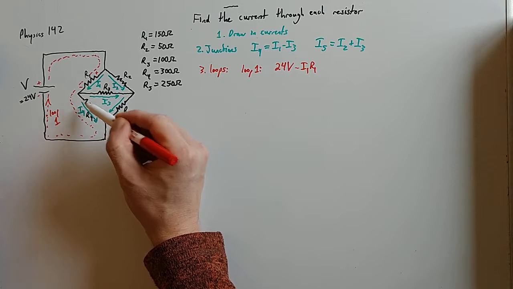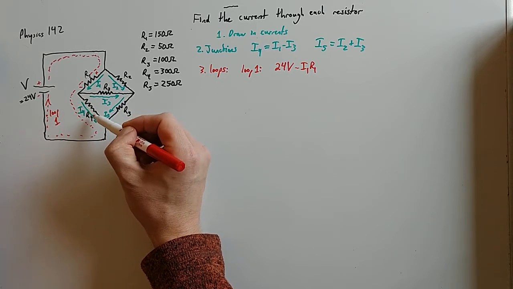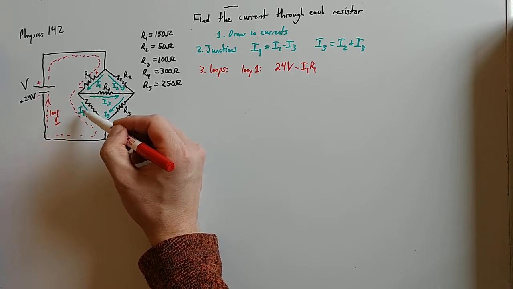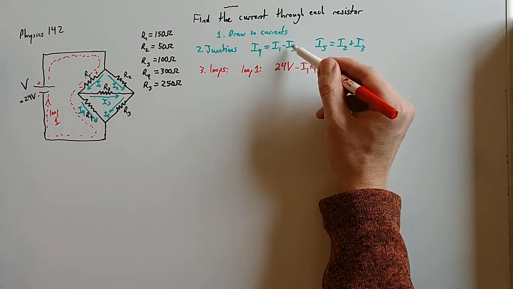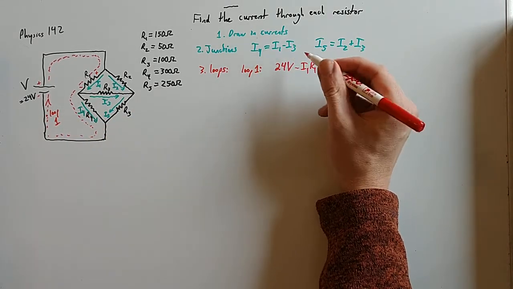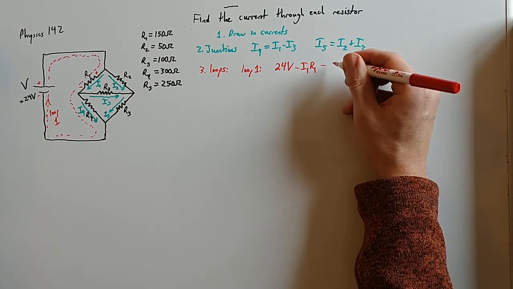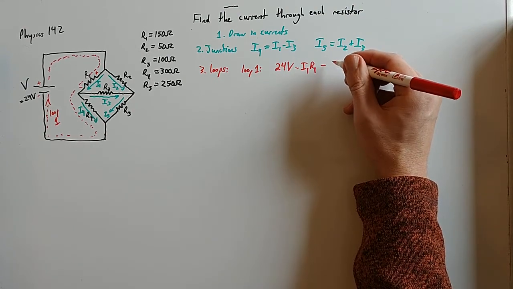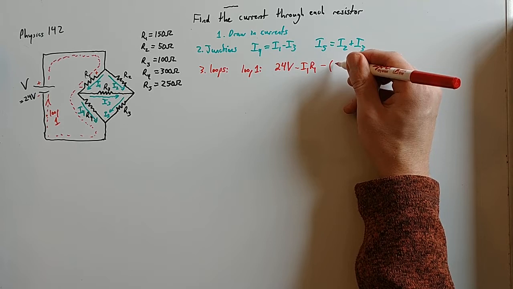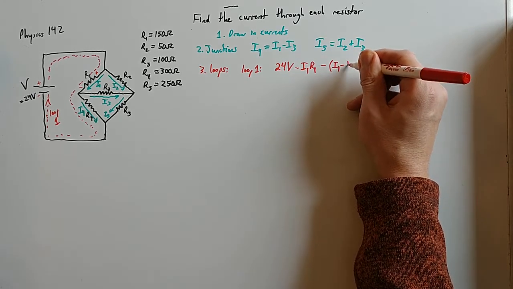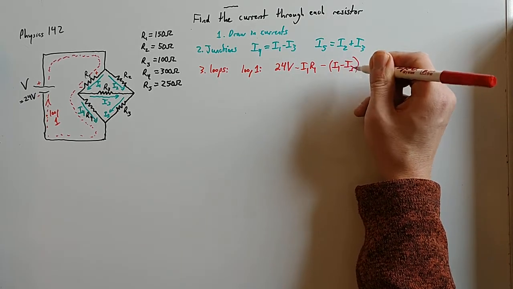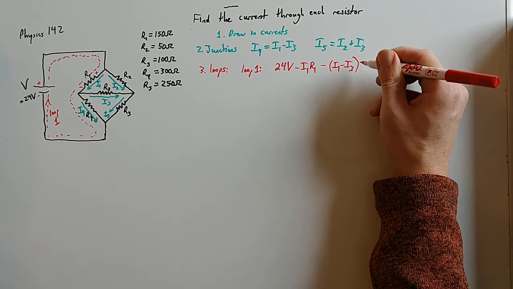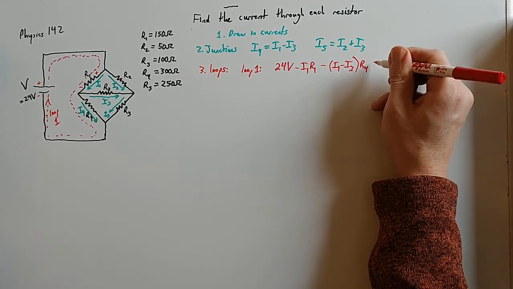And then here, we're going to lose I4 R4's worth of potential, but I'm going to go ahead and just use this relationship that we wrote for I4 already and say, okay, we're losing I4's worth of current. So I4 is I1 minus I3 and times R4.